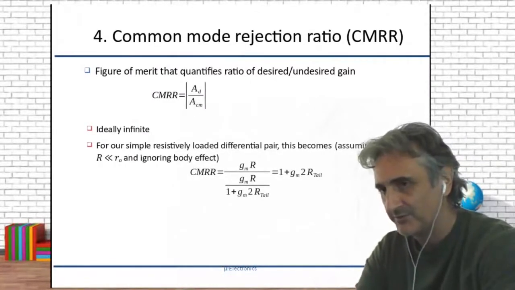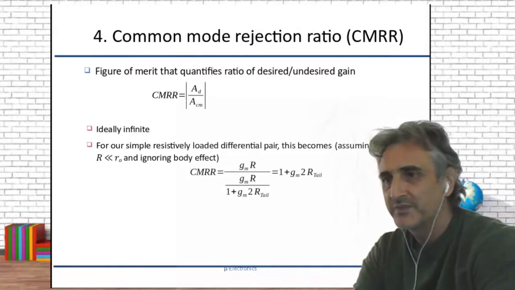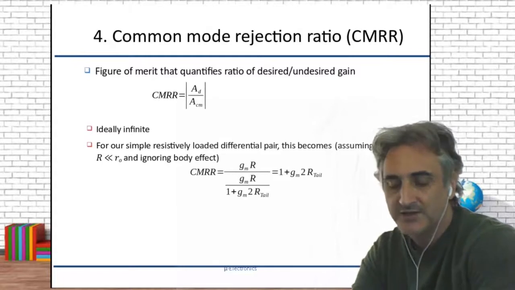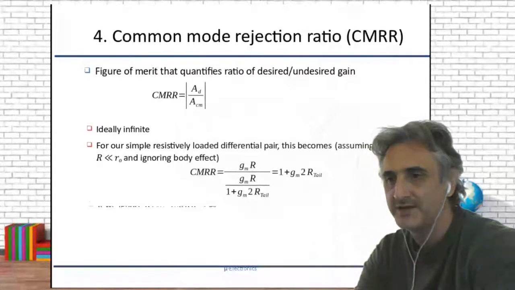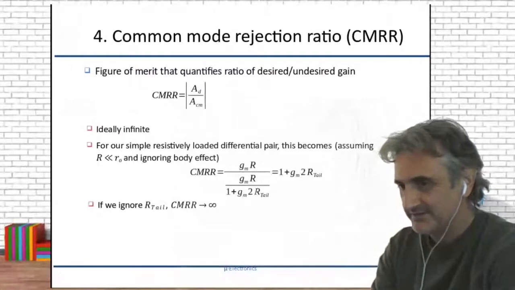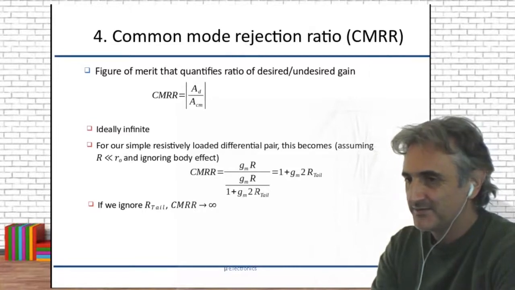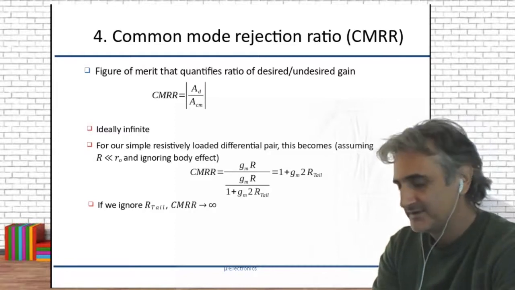I mean, having the common mode gain 200 times less than the differential gain is good enough, but okay, it's not infinite. It's only 200 times, or 1000, or 100. But with this simple configuration, we get only to these values. Notice that if there is no output resistance, if this R tail goes to infinite, which means ignoring R tail, the CMRR, the common mode rejection ratio, goes to infinite. Okay, but this is not usually the case. We will have a finite value of this R tail.